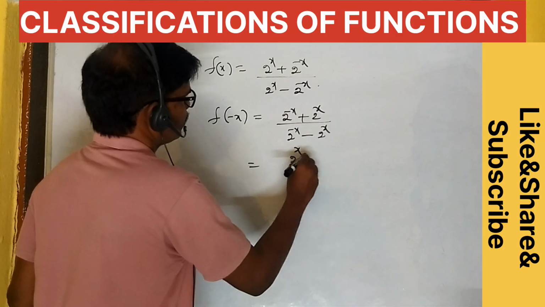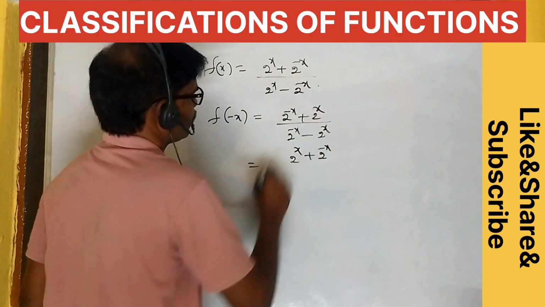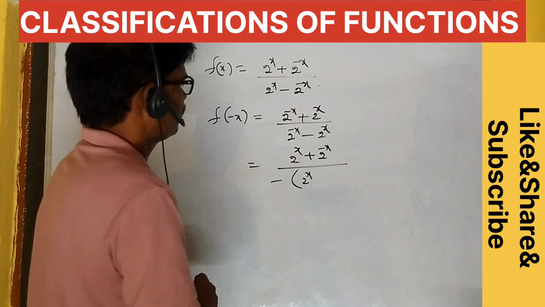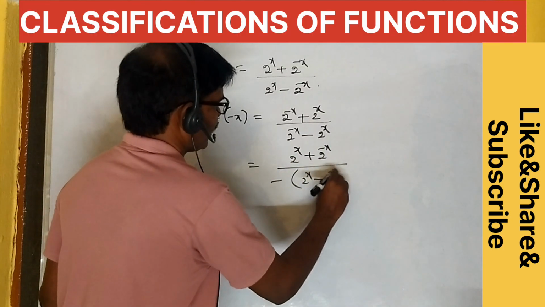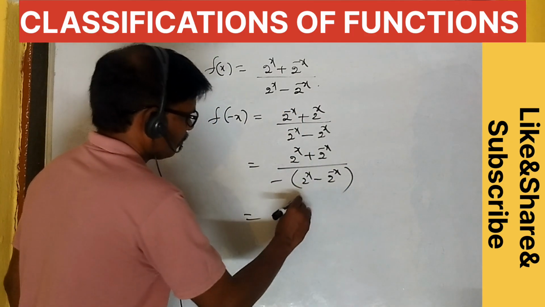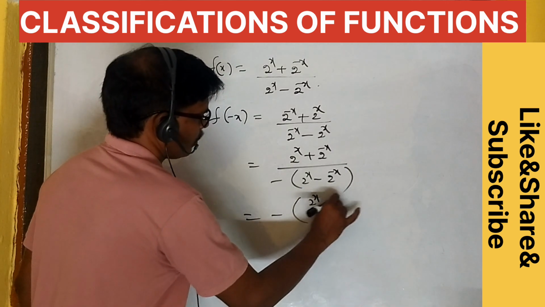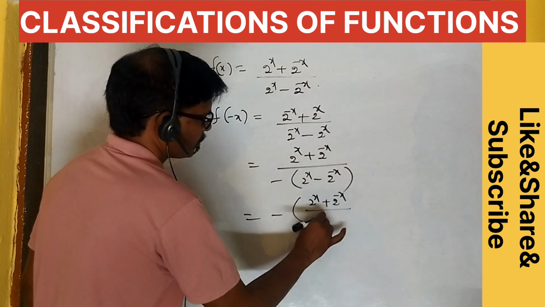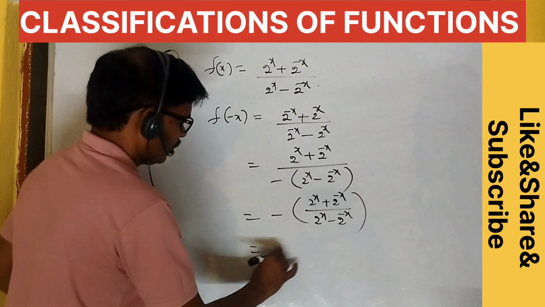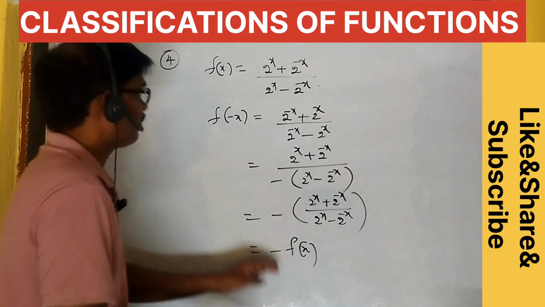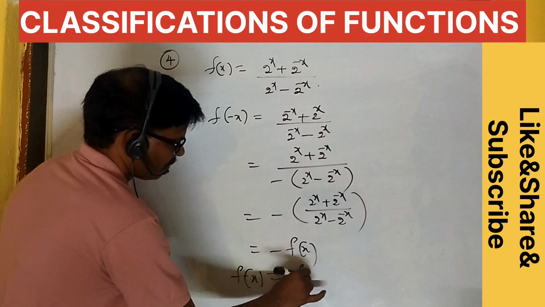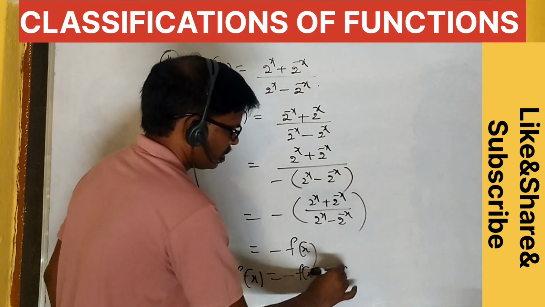Starting with 2 power x plus 2 power minus x, both are interchanging, no problem. Here minus is the common factor, so the denominator is 2 power x minus 2 power minus x, with a minus sign overall. Okay, this is 2 power x plus 2 power minus x by 2 power x minus 2 power minus x. This is the f of x only. So f of minus x is equal to minus f of x. This is an odd function.